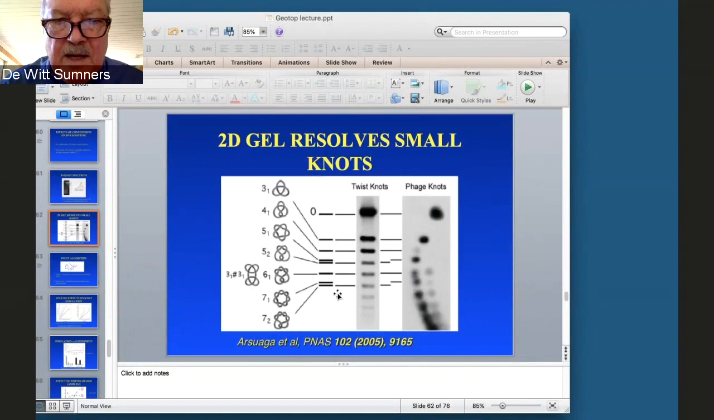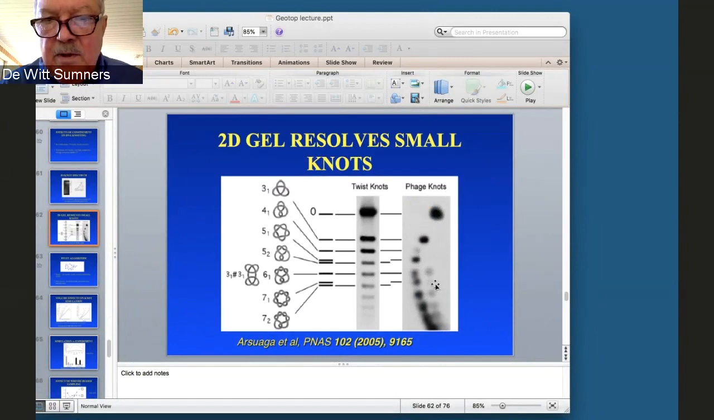And here you see the possible 7 crossing knots, the 7 crossing twist knot here. The position is a 7 crossing torus knot, and you see this very, very faint thing here. And the reason this one is very faint is because there are very few 4 crossing knots in here.